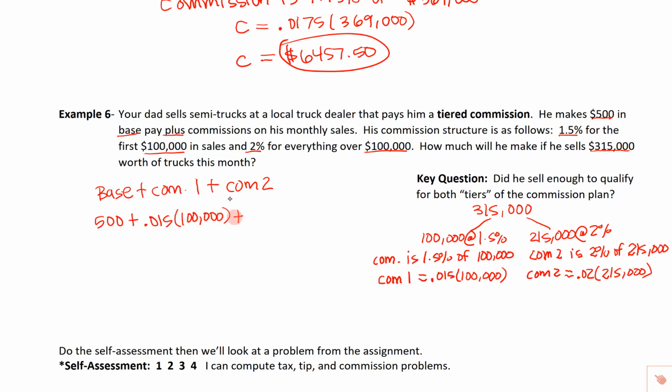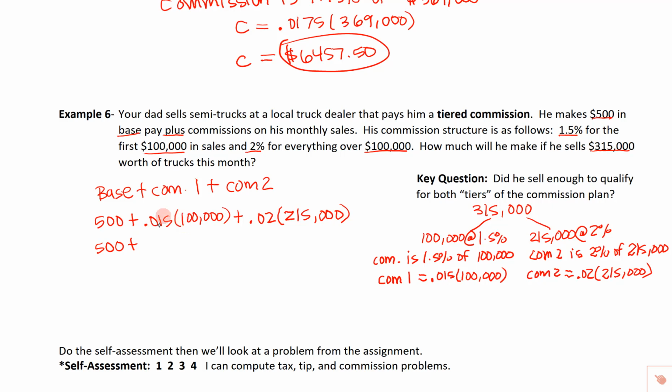And then we're going to add our commission 2, which again comes from over here. We kind of did a little work to this side. So we've got 0.02 times our 215,000. All right, so now we just need to figure out what these are. So I'm going to bring down the 500 since there's nothing that we really do with that. Let's actually figure out what commission 1 was.